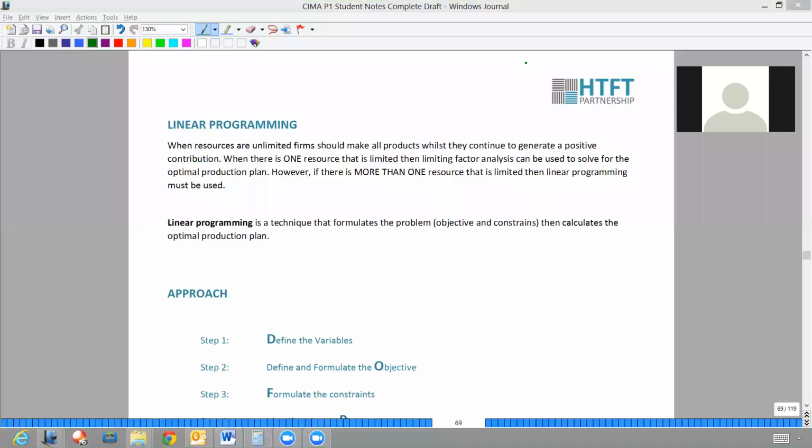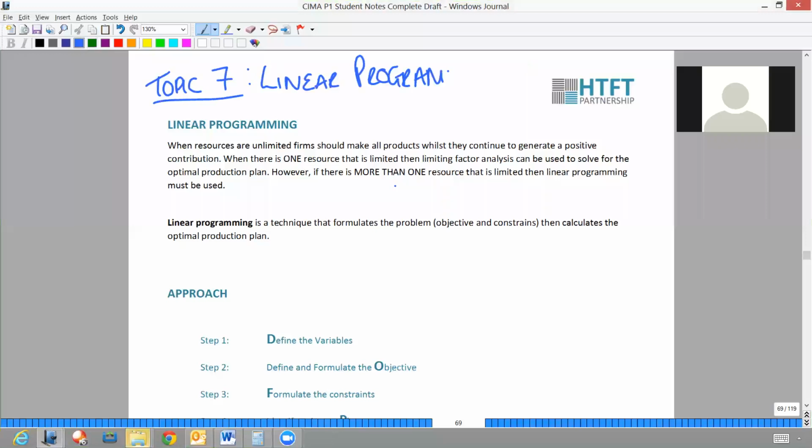Hi guys, welcome to the continuation of topic number 7. Okay, we've already looked at limiting factor analysis. Now we need to move on to linear programming. And the way that we're going to handle linear programming is by completing an introduction, which is this recording.